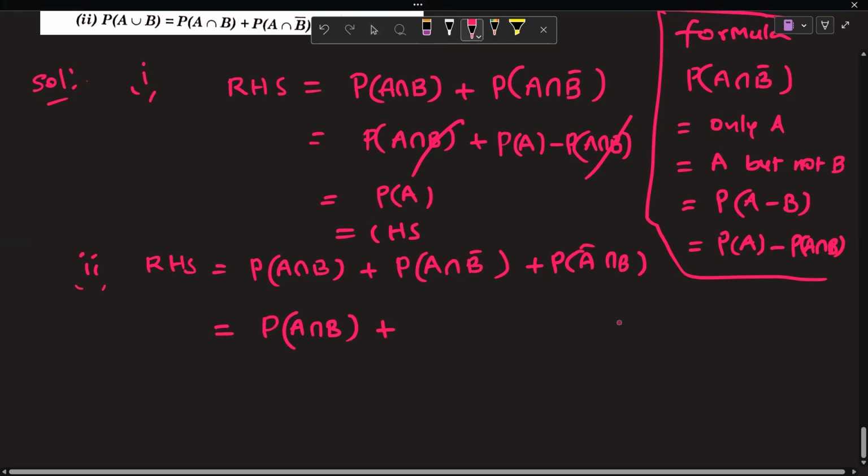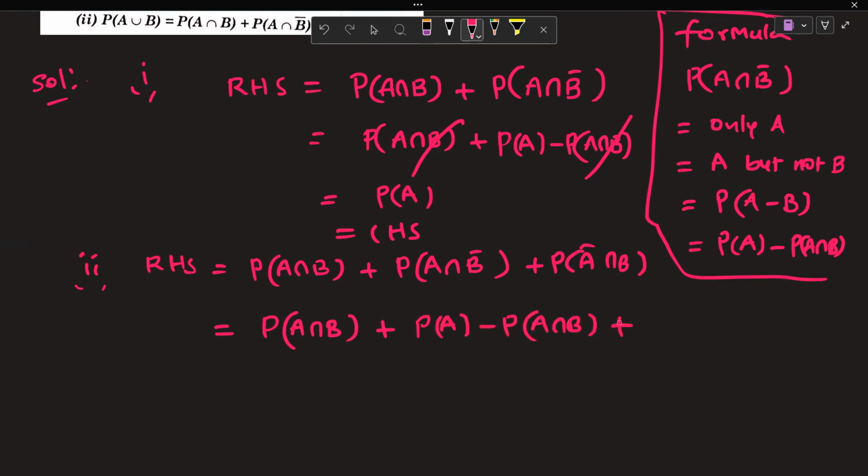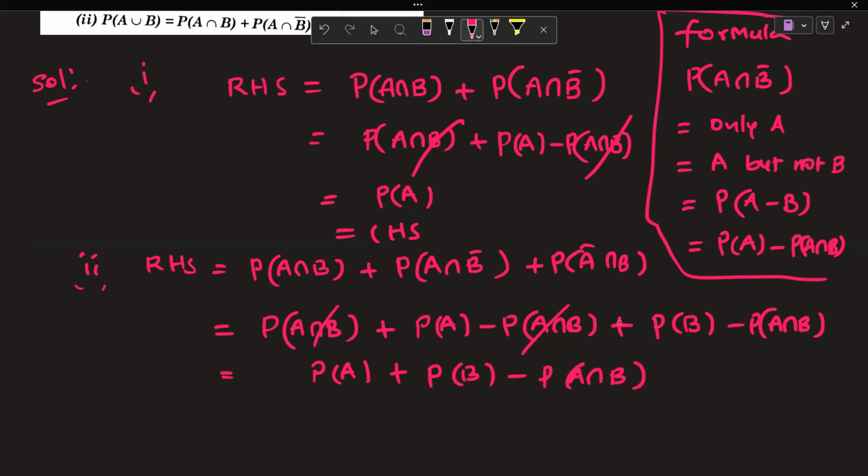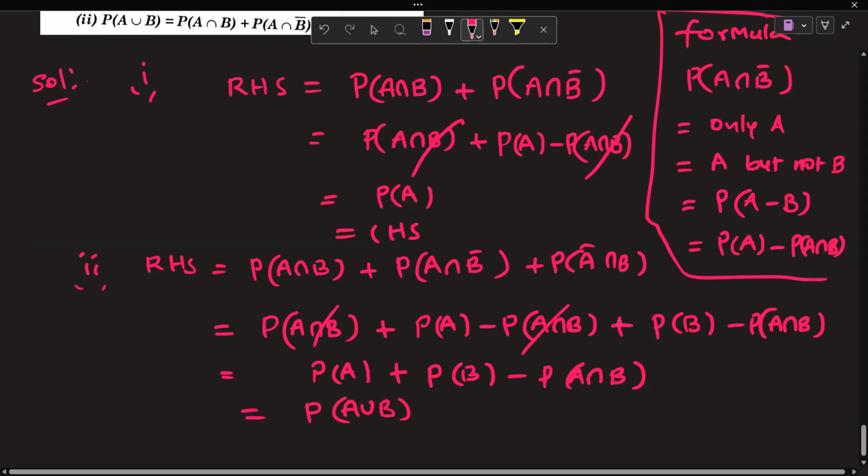So look at the formula. P of A intersection B bar is P of A minus P of A intersection B. And what is the formula of this? P of B minus P of A intersection B. Yes, this A intersection B got cancelled. Look at what is left after cancellation: P of A plus P of B minus P of A intersection B. This is the addition theorem. You can write P of A union B, which is the LHS part.